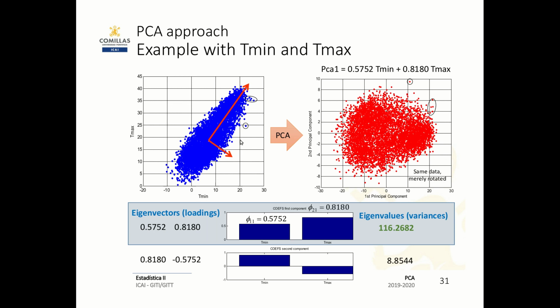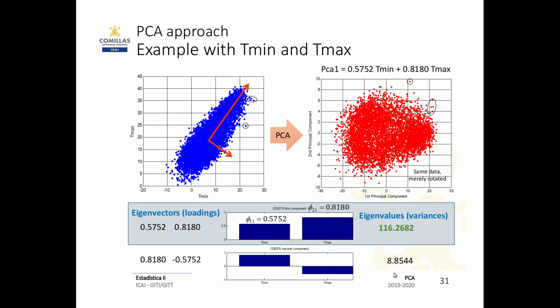So let's say that we have two input variables that are the minimum and maximum temperature. Here we have a plot, and we see that there is a strong relationship between the two. So we follow the procedure described above. We compute the mean of the minimum temperature, the average of the maximum. We subtract. Now we have new variables, let's call them Tmin prime, Tmax prime, and then we compute the covariance of these prime variables, and then we compute the eigenvalues and the eigenvectors.